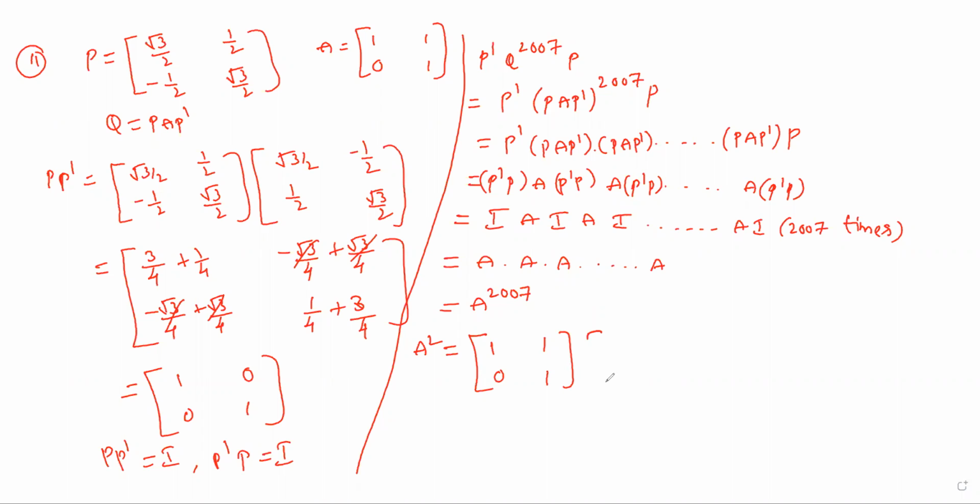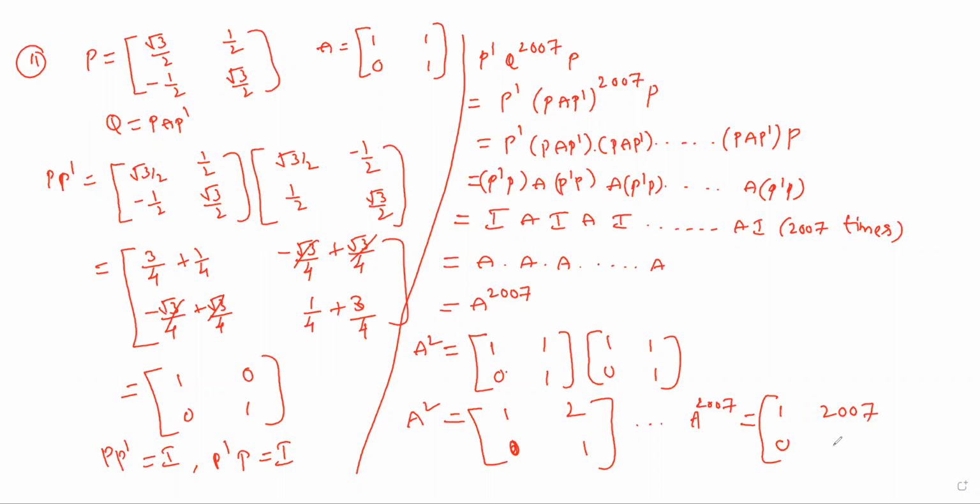1, 1, 0, 1 into 1, 1, 0, 1. By multiplying this, 1 into 1, 1 into 0, we will get 1 into 1 plus 1, total 2. 0 into 1, 0, 1 into 0 is 0. 0 into 1, 0, 1 into 1, 1. Like that, you can take one more term, you'll get 1, 2, 0, 1. If you take a cube, 1, 3, 0, 1. If you take a power 4, you'll get 1, 4, 0, 1. That's why, like this, we can write A power 2007 as 1, 2007, 0, 1.